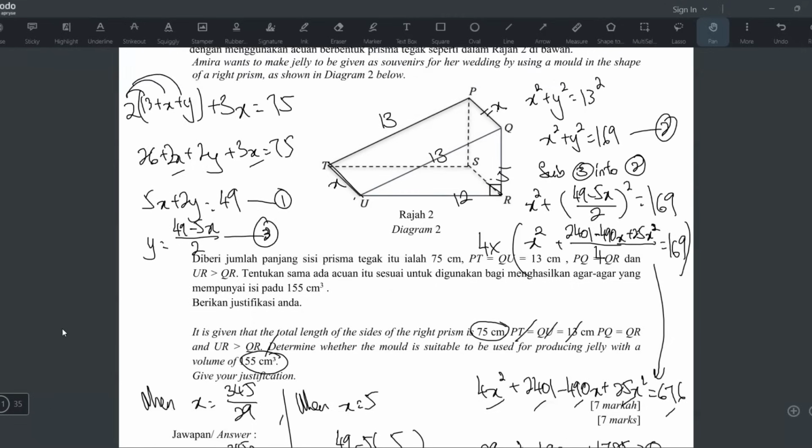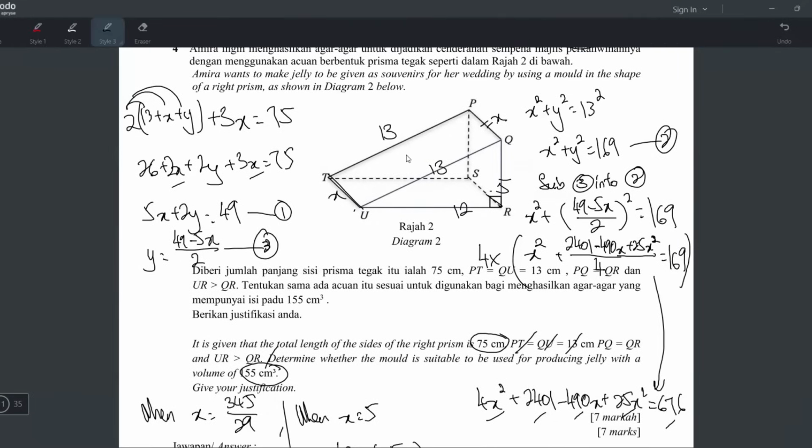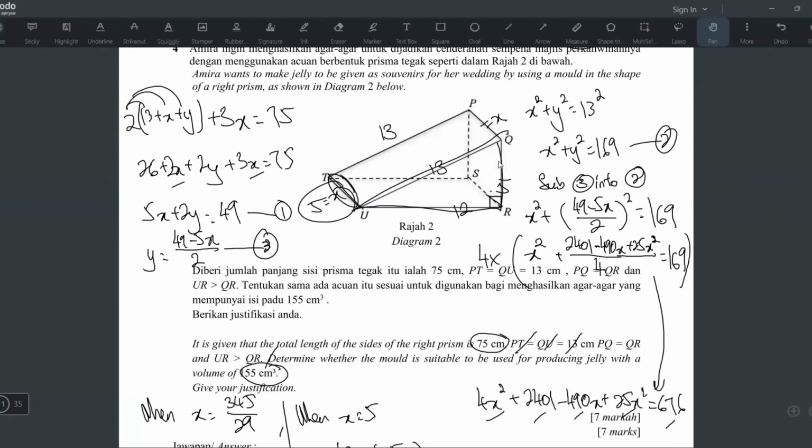Okay, how to find the volume of this shape? You find the cross-section area times height, because this is a right prism. You learn this in mathematics, right? To find the volume of a 3D prism shape, you take the cross-section, and the cross-section of this shape is this right angle triangle. So find the area here, and then multiply by the height, and the height will be x, which is 5. So find the area of the triangle, which is 1 over 2 times 5 times 12, and then times 5.